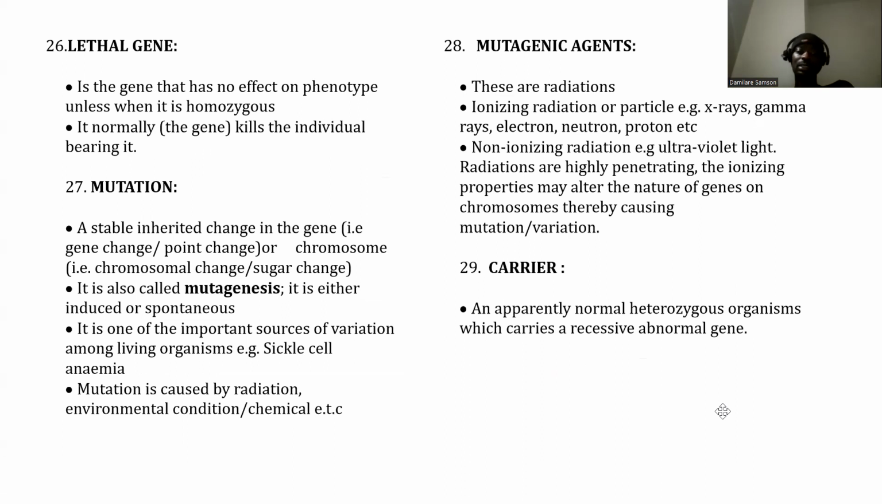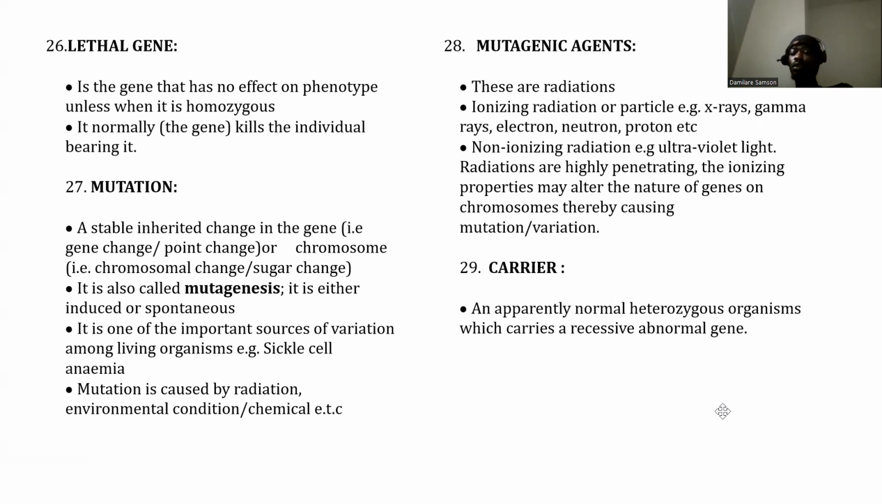What is a leader gene? A leader gene is a gene that has no effect on phenotype unless it is homozygous. When a leader gene is homozygous, it has effect on the phenotype. Normally, it is called a killer gene. Normally the gene kills the individual bearing it. So another name for leader gene is what? A killer gene. So if you see write short note on a killer gene or a leader gene, that is the same thing.